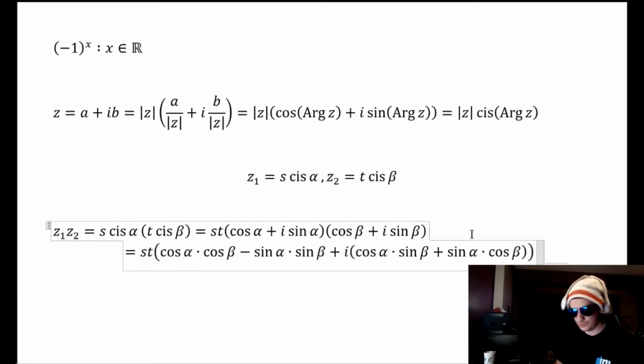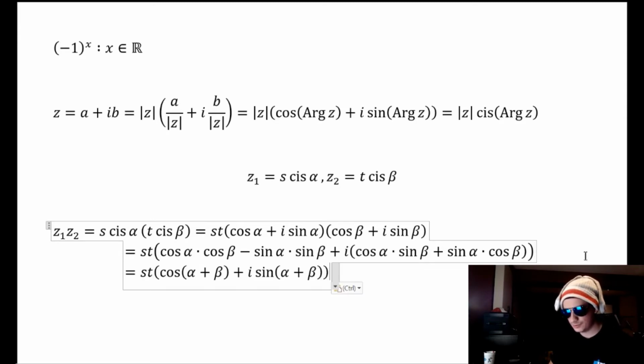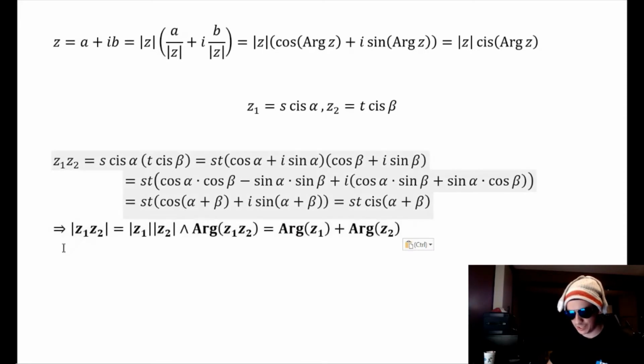Then if you multiply this out further, st times (cos α cos β − sin α sin β) plus i (cos α sin β + sin α cos β). But these are just the compound angle formulas of cos(α + β) and sin(α + β). So this is st times (cos(α + β) + i sin(α + β)), which is st times cis(α + β). As a result, that means that when you multiply two complex numbers together, you multiply their moduli, and you add their arguments.